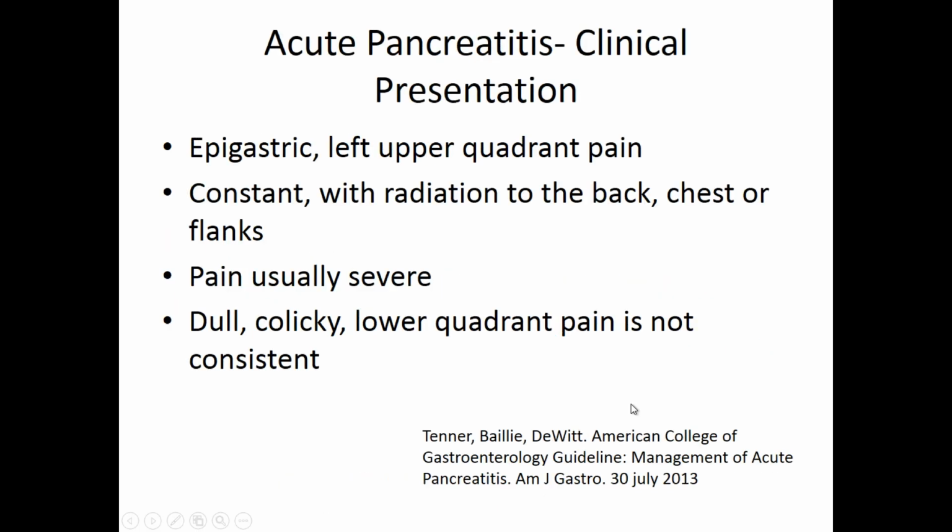So what do we mean by clinical presentation typical of acute pancreatitis? We see a patient presenting usually with epigastric or left upper quadrant pain. The pain tends to be constant and may be increasing in severity. The pain may radiate to the back, chest, or flank. It's usually a severe pain, so most patients describe a pain that's 7, 8 on 10 at least.